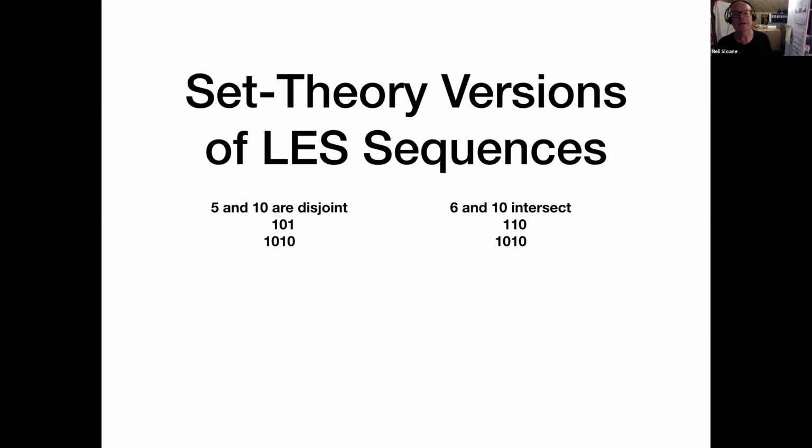Another thing is there are set theory versions of these sequences, meaning we're looking at sets of integers. To explain that, let me tell you what it means. I'm going to talk about binary expansions of numbers. The binary expansion of 5 is 101, and of 10 it's 1010. Those two binary expansions are disjoint in the sense there's no place where they both have a 1 in the same place. Whereas 6 and 10 do have a 1 in the same place. So 6 and 10 intersect, 5 and 10 don't intersect, they're disjoint.